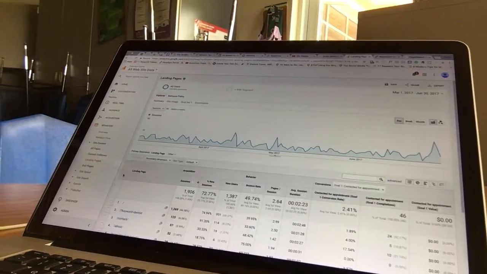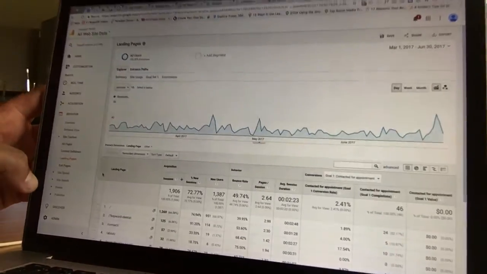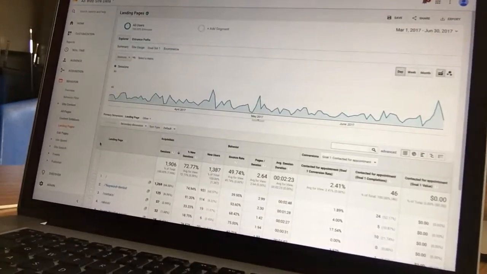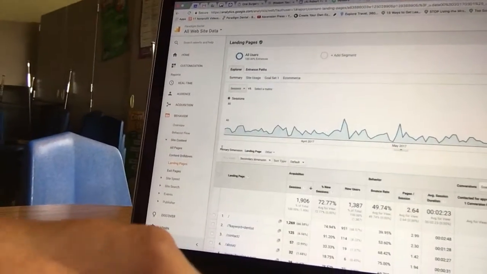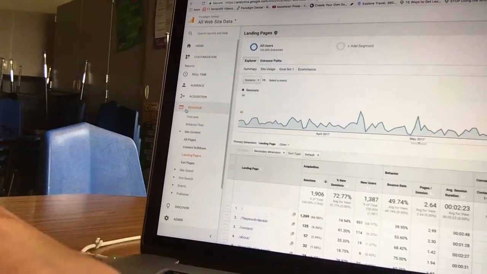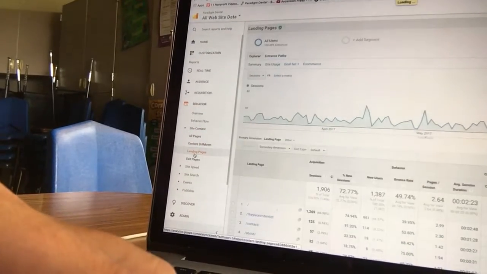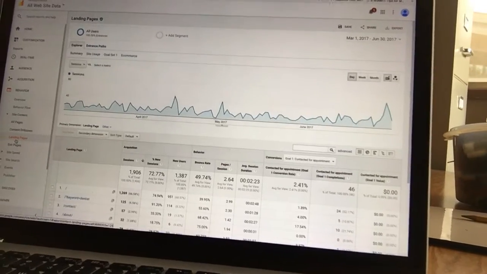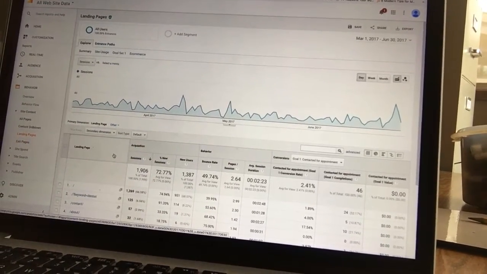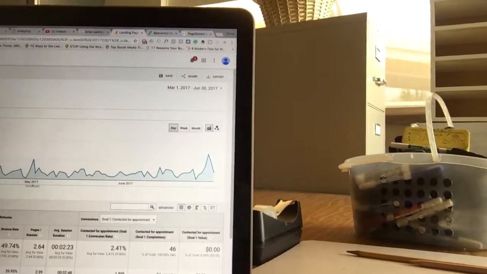And if you have a question on how to get to that, I can obviously make a video to explain that. But one thing that I want to point out is you just come down on the side here, go to the behavior section, and then go to site content, and then click on landing pages. And then when you're on this page, this shows you the top pages on your website that are landing pages. I always like to look at at least a couple months on the date range.